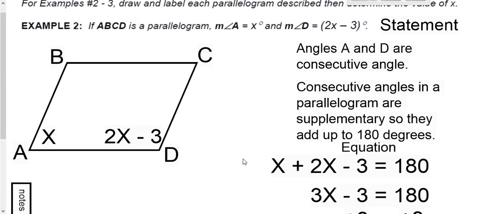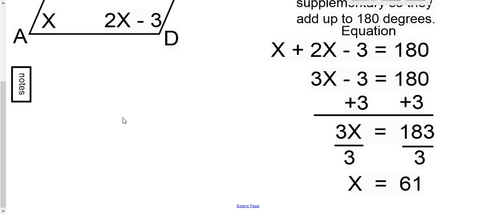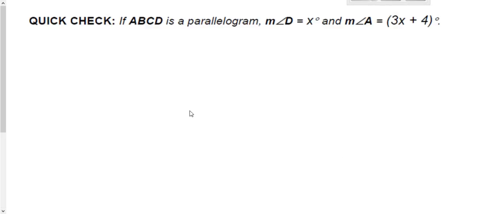And then you could actually, they don't ask for it, they just wanted you to solve for X, so find X. If we needed to find the measures of these two angles, we could put the 61 in for X for each of these and figure out how much each one is. Quick check I'm not going to do. I'm going to consider that part of your practice problem, so you can go ahead and do that. If you need some help, let me know. Otherwise, I'm going to go to one more example in this.